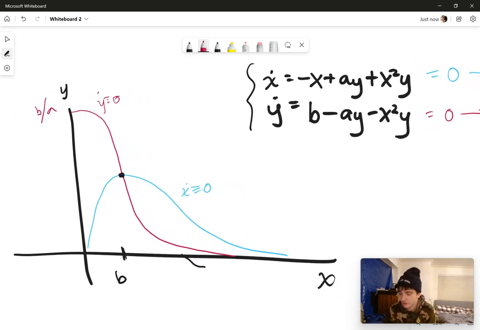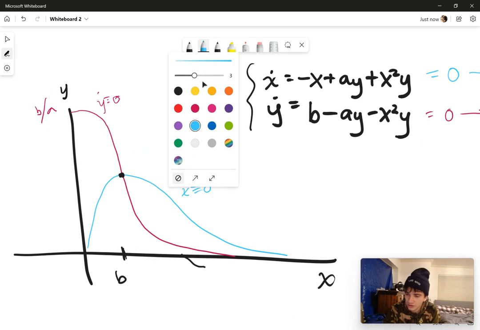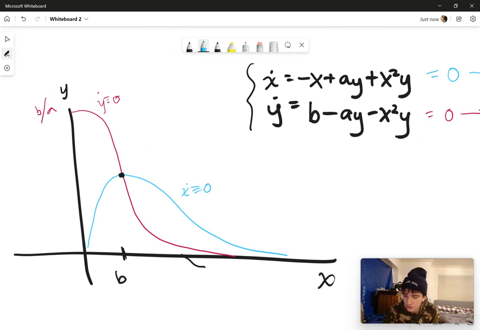So now let's jump into this. The next step is to determine the direction of flow along these null lines. Essentially we're going to partition this plane into four sections, which is separated by the null lines, and we're going to determine the direction of the flow along those four sections. So I'm going to start with the blue x dot null line here, and I'm going to start looking at this first region to the left of x equals b.